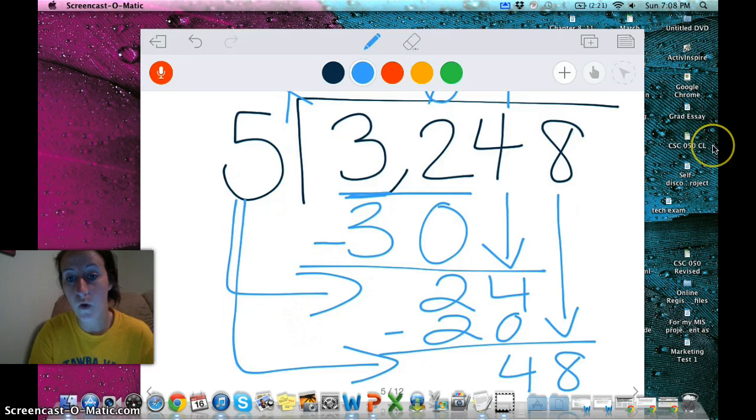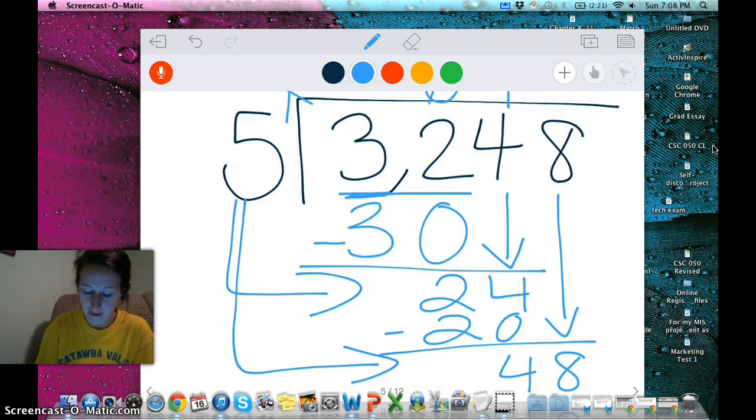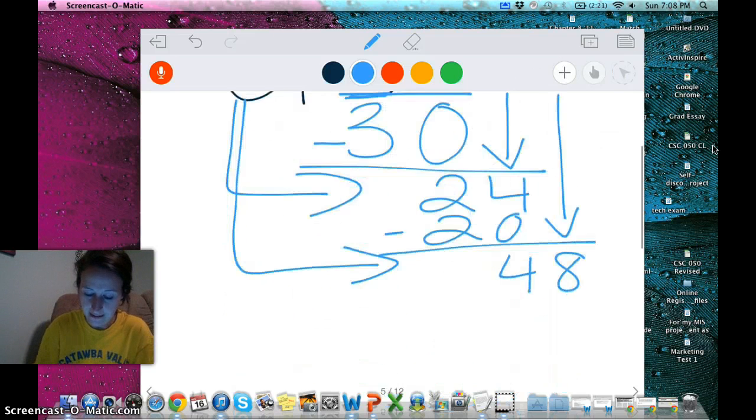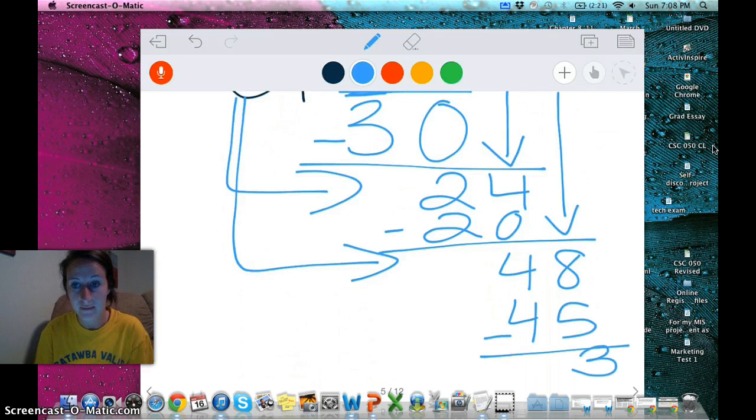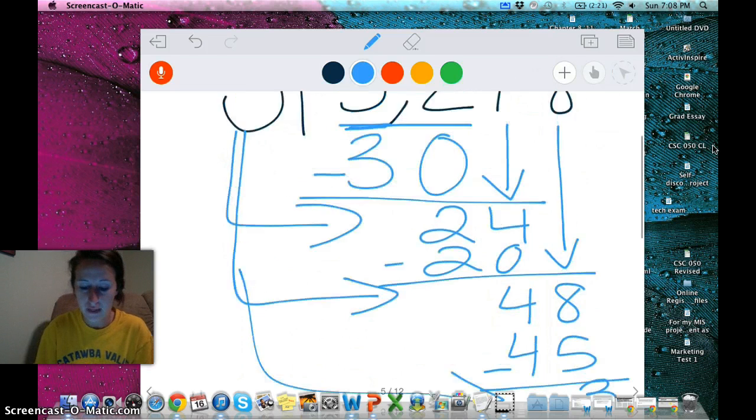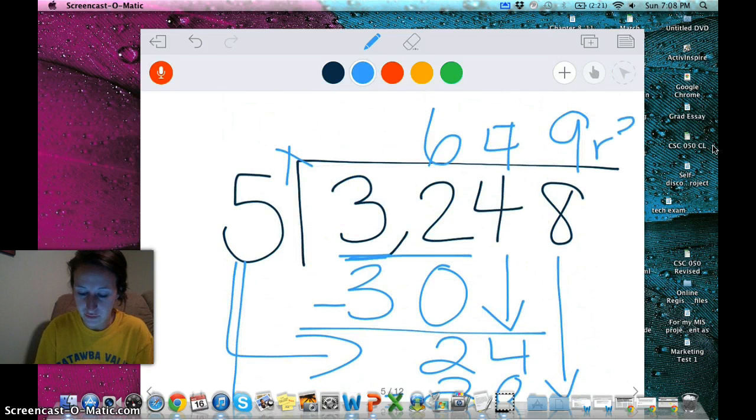So 5 times what will give me 48 or something close to it, but not over it? So I know 5 times 9 is 45. And when I subtract that, I'm going to be left over with 3. Can 5 go into 3? No. There's nothing else to bring down, so 3 is my remainder.